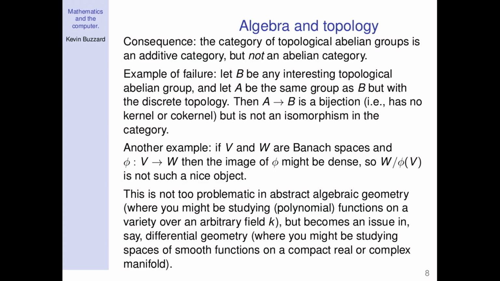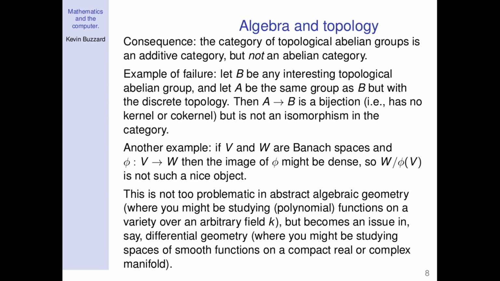But the thing is, when you're just doing algebraic geometry, you tend not to see topological abelian groups. You're looking at spaces of functions, polynomial functions defined over an arbitrary field K that you want to vary maybe.